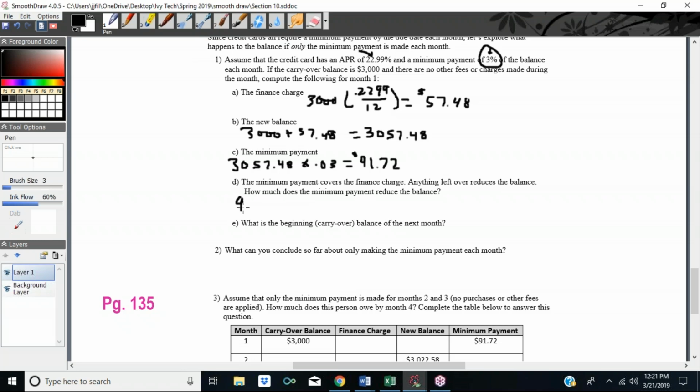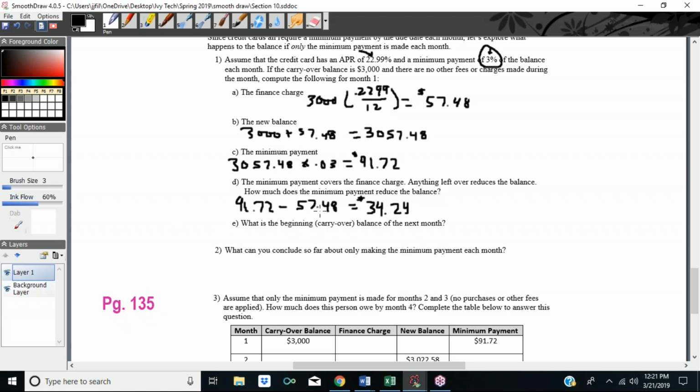So let's take that 91.72 and subtract the interest, or the finance charge. And this is how much the balance gets reduced. Well, it looks like about $34.24. So making that $92 payment is only going to reduce your original $3,000 balance by $34 because of that finance charge. So he wants to know what the new carryover balance is going to be.